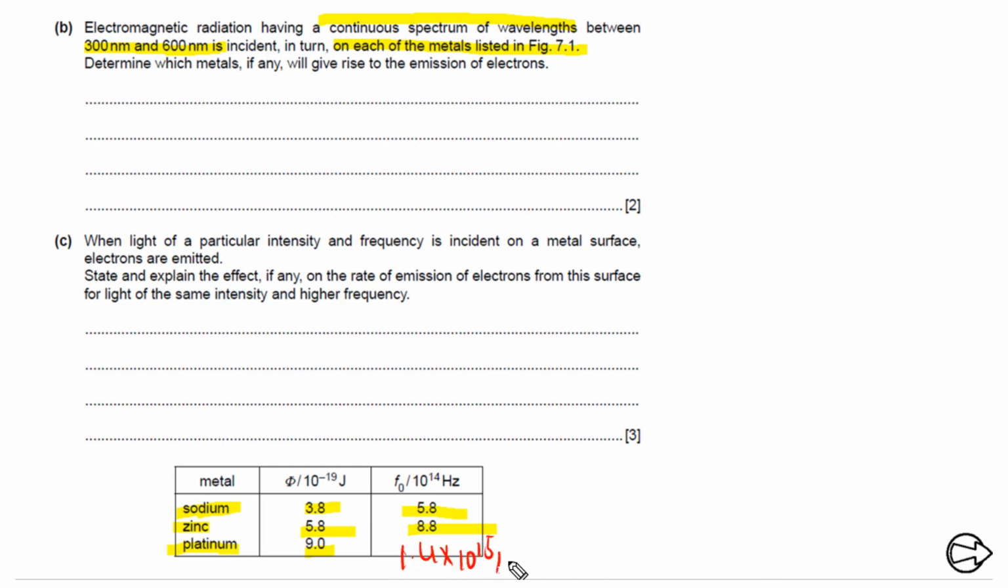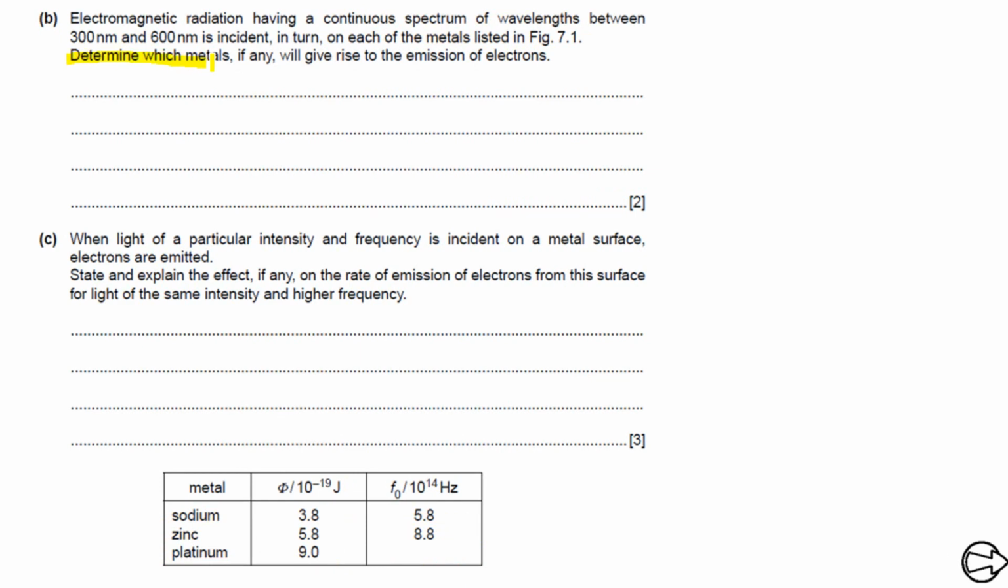hertz. For this question, we simply need to determine which metals, if any, will give rise to the emission of electrons. The first thing we need to understand is the basic condition for the emission of electrons from the surface of any metal. That basic condition is simply that if the frequency of the incident photon is greater than the threshold frequency of the metal, then photoelectrons may be emitted. So this is the basic condition.